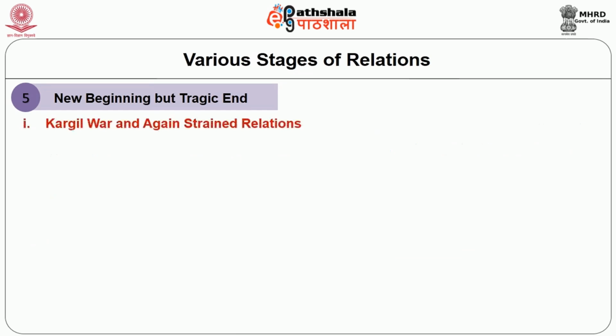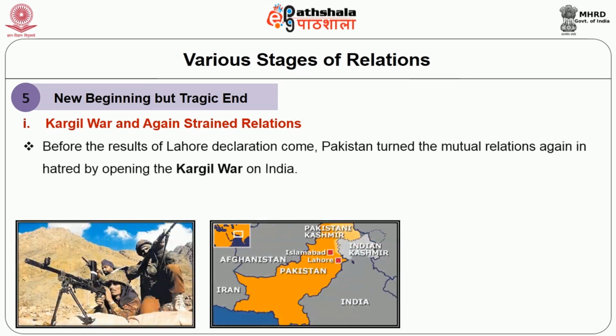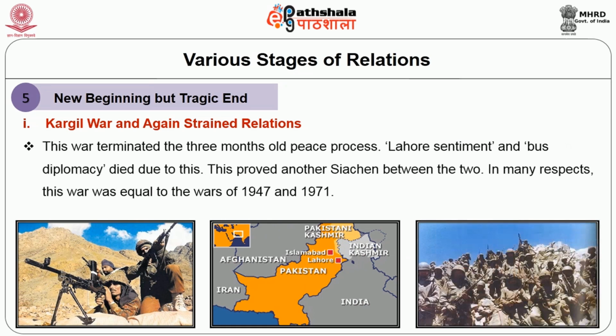Kargil War and again strained relations. Before the results of the Lahore Declaration came, Pakistan turned the mutual relations again into hatred by opening the Kargil War on India. This war terminated the 3-month-old peace process. Lahore sentiment and bus diplomacy died due to this. This proved another Siachen between the two.